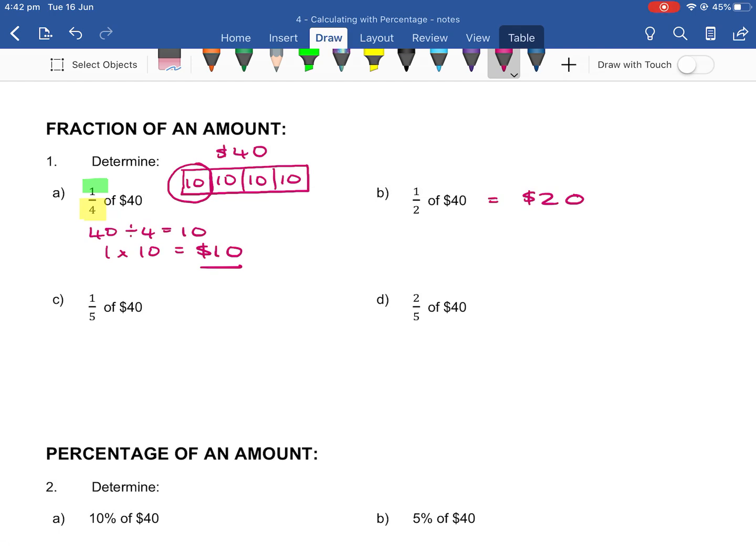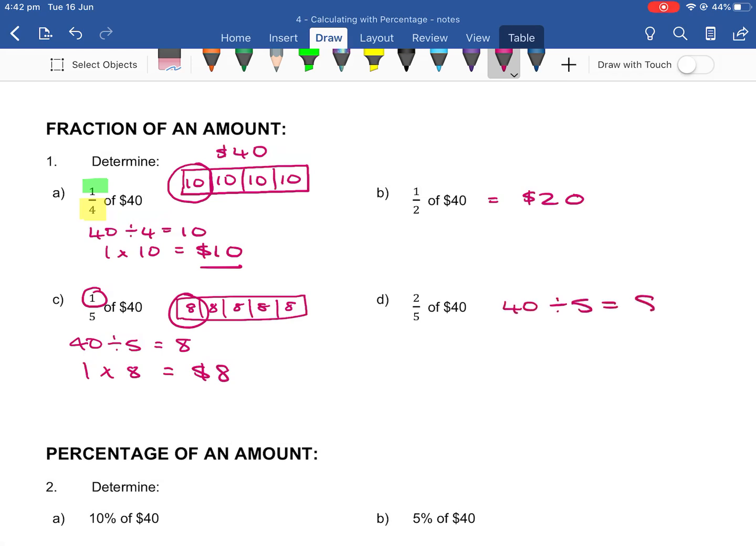In part C, 1/5 of $40 means we've got, again, $40, and we want to break it this time into 5 equal pieces. So 40 divided by 5 is 8, which means each piece is worth $8. And we want one of those. So one lot of 8 means we've got $8. So therefore, in part D, 2/5 of $40 means we've broken $40 into 5 equal pieces. So one part is worth 8, but we want 2 of them. So 2 eights is $16.